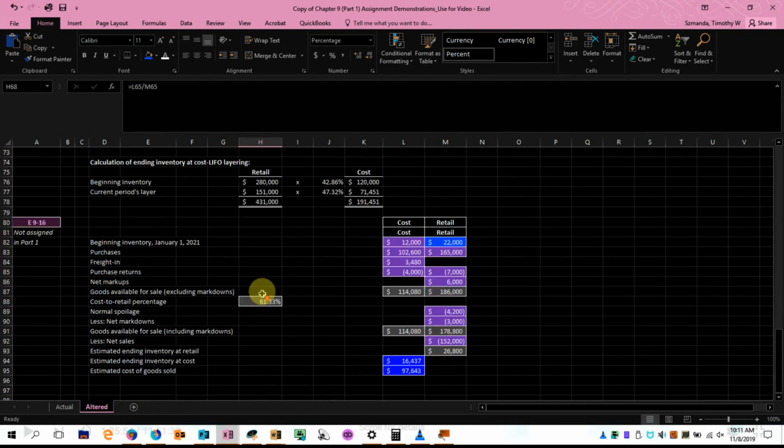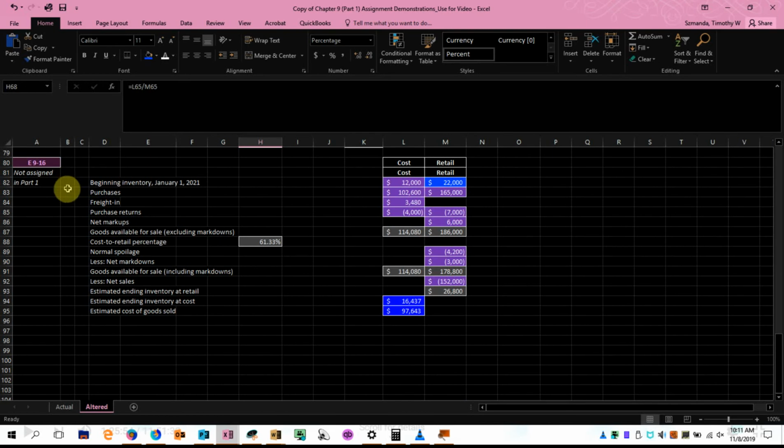And then finally, exercise 9-16 was not assigned, but I just wanted to mention it as part of this week's coverage. Calculate the cost to retail, laying these side by side, entering the data. We already went through the approach to use, purchases. Freight in, we talked about, that's added into only the cost side. We didn't mention purchases returns.